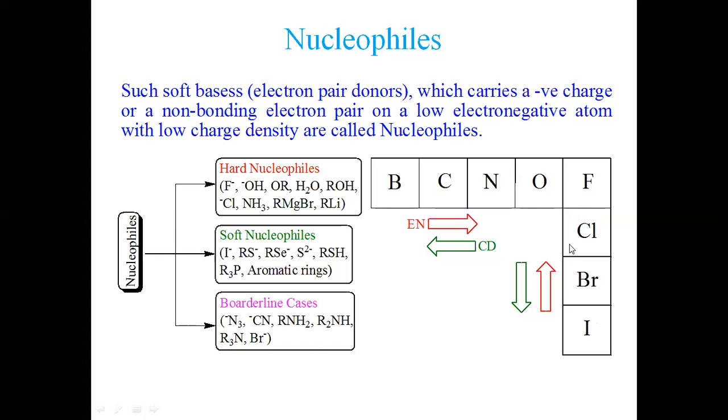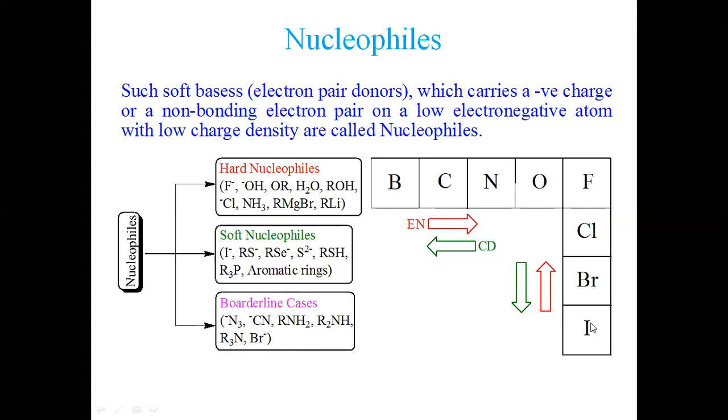When we are moving down the group, the atomic radius is in fact increasing. That's why charge density is decreasing. So if we have a negative charge on iodide, bromide, chloride, and fluoride, fluoride has the smallest radius. Iodide has the largest atomic radius, but the charge is the same. The radius of iodide is larger, so it shall have the lowest charge density.